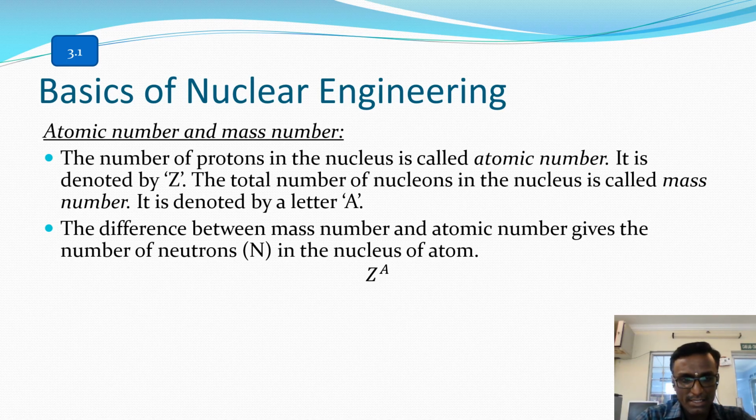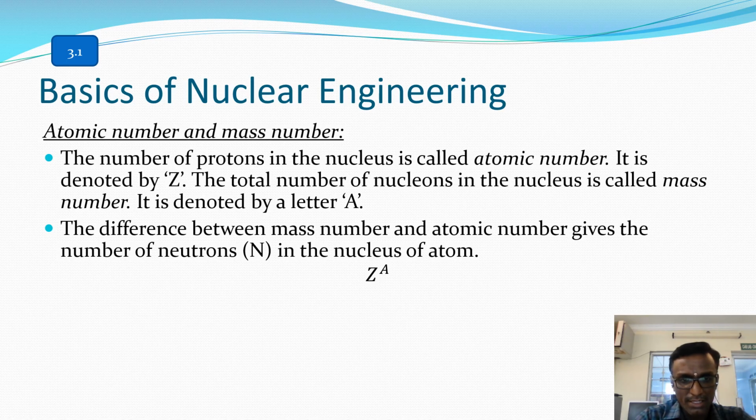So in the previous slide, as you can see here, the atomic number has the common representation of capital Z, and the mass number has the representation of A. So wherever the Z is being denoted, it can be taken as the atomic number. Wherever you can find the capital A, that has to be abbreviated as the mass number.